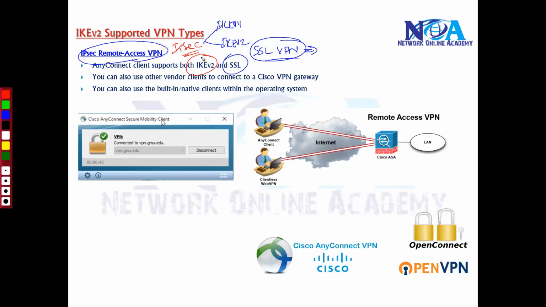So for remote VPNs, there are two options. Either we can use IPsec with IKEv1 or IKEv2, both options, or we use a separate SSL protocol, which is going to secure the traffic instead of IPsec.